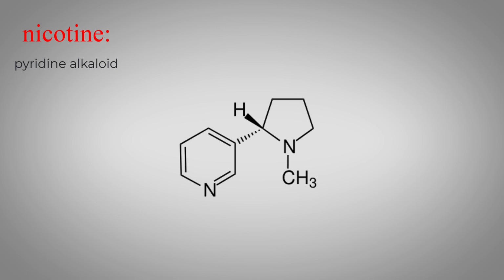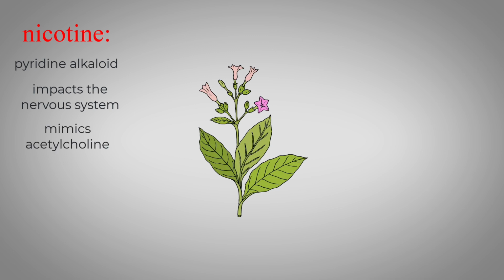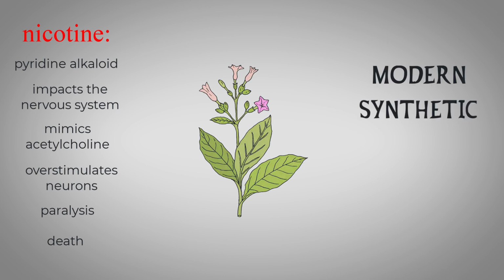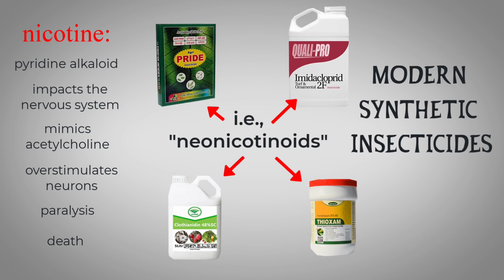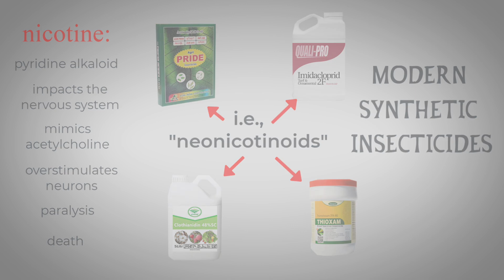Nicotine is a pyridine alkaloid found in tobacco plants. This compound targets the nervous system by mimicking a neurotransmitter called acetylcholine, and it overstimulates the neural synapses and then leads to convulsion, paralysis, and ultimately death. Nicotine's rapid action mirrors that of modern synthetic insecticides. This just underscores how plants have long been nature's chemists when it comes to the battle against herbivores.